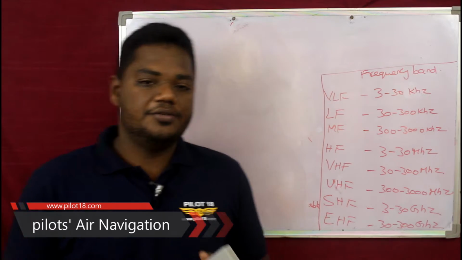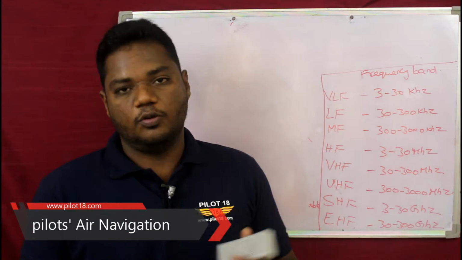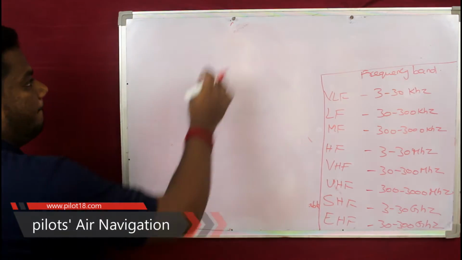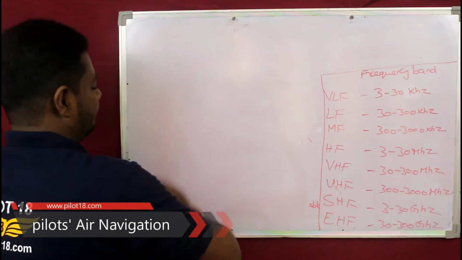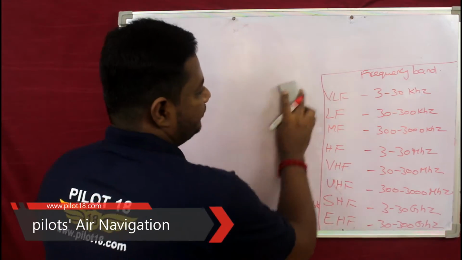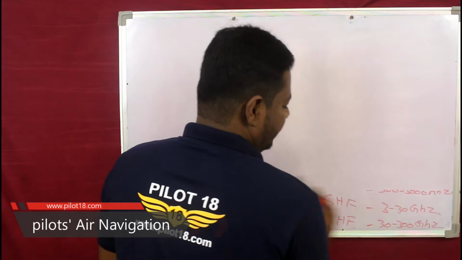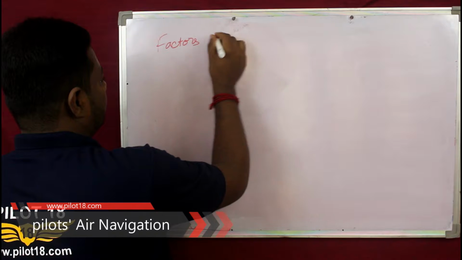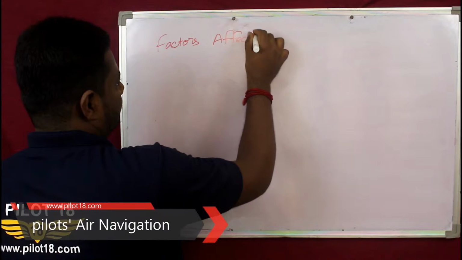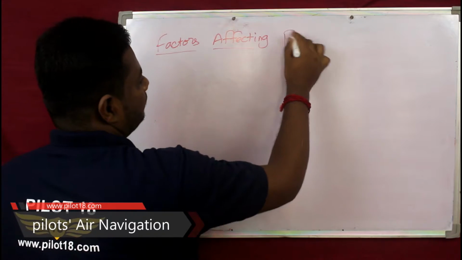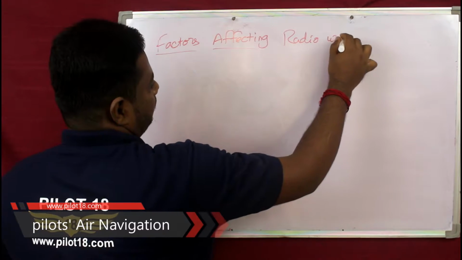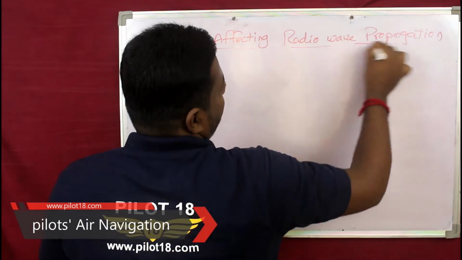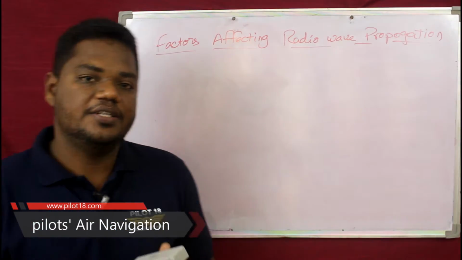So next we are going to see some of the factors which affect the properties of radio waves. Number 1 is attenuation. You can say factors affecting propagation of radio waves. So, factors affecting radio wave propagation.